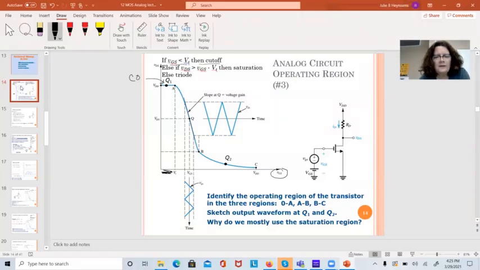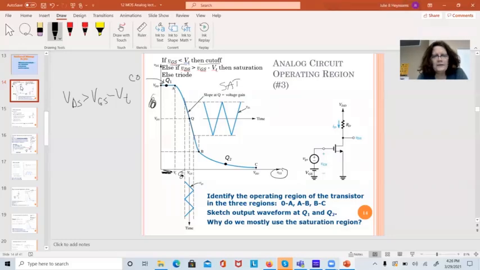If VDS is greater than VGS minus VT, so I need VDS big. I want VDS kind of up in this region, and I want VGS small. So this is the VGS axis, I want it down here. This must be that I'm in saturation. So this must be the saturation region.